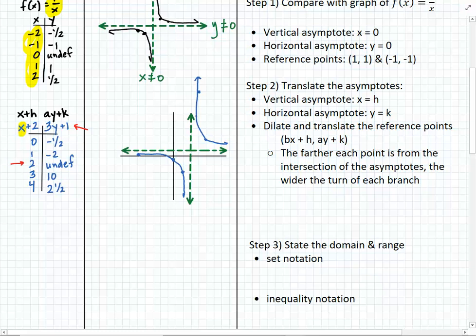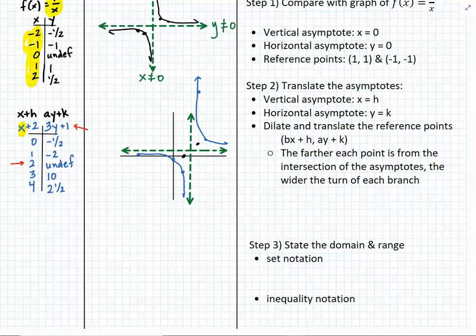Just don't touch the asymptotes, just approach them and make a wider turn depending on how far it is from the asymptote. And notice that this thing's been vertically stretched. The original parent function would have been 1 box away from the intersection of the asymptotes, and now we're 3 boxes away in the vertical direction. So you can kind of even see that vertical stretch.